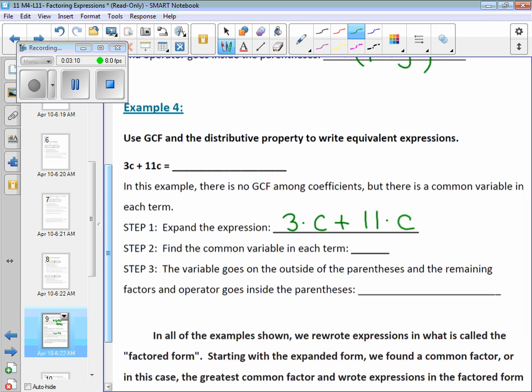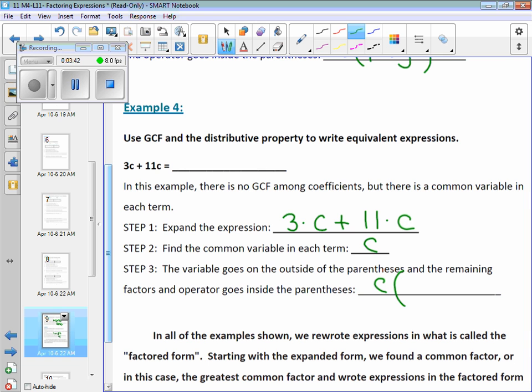There's no GCF. But there's a common variable between each term. What was the common variable? We're going to factor out c. That now becomes the outside part of our parentheses. What goes in? And you're kind of saying to yourself, c times what makes 3c? Dylan.